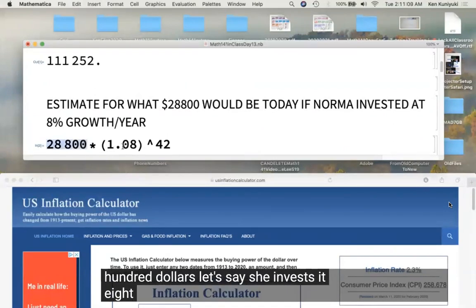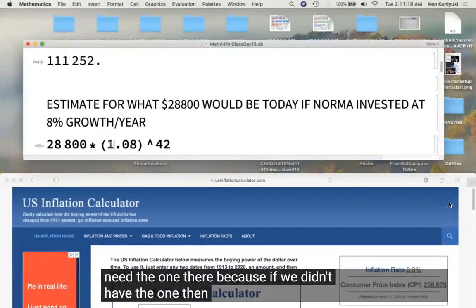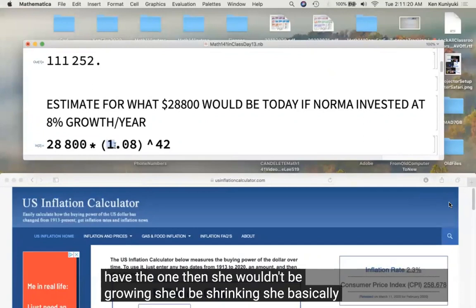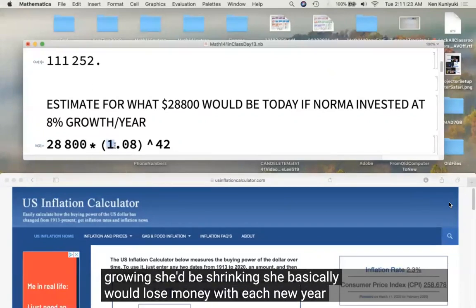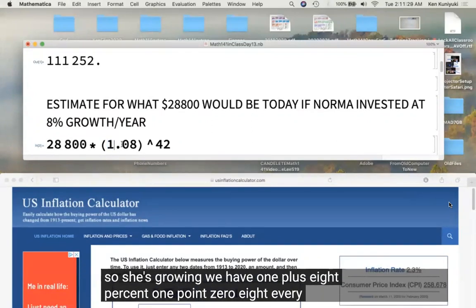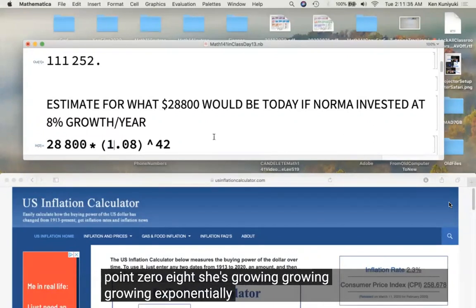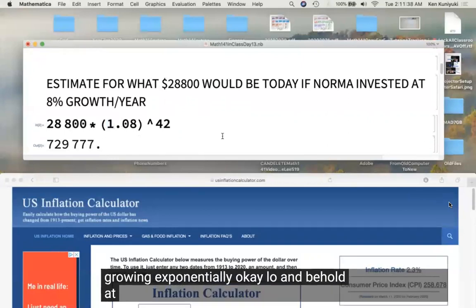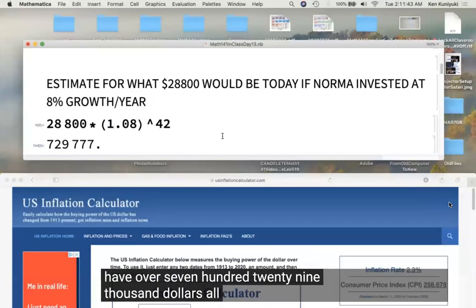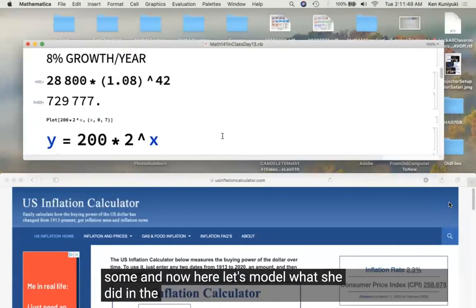Let's say she invests it. 8% growth. 1 plus 8% is 1.08. See, we need the 1 there, because if we didn't have the 1, then she wouldn't be growing, she'd be shrinking. She basically would lose money with each new year. Okay, so she's growing. We have 1 plus 8%, 1.08. Every time another year elapses, we multiply by 1.08. She's growing, growing, growing exponentially. Okay, lo and behold, at least before this latest crisis, she'd have over $729,000.